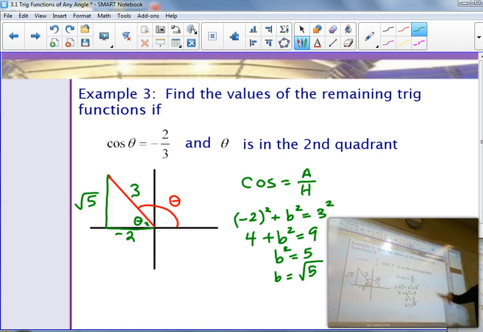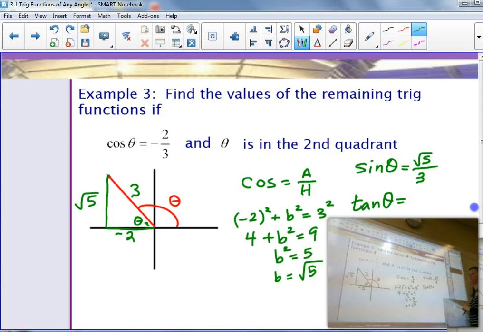Okay. We've got our triangle set up, right? Since we're in the second quadrant, the sine is going to be positive. We haven't found the values of the remaining trig functions. What's the sine of theta going to be? Positive. So what's it going to be? Root 5 over 3.